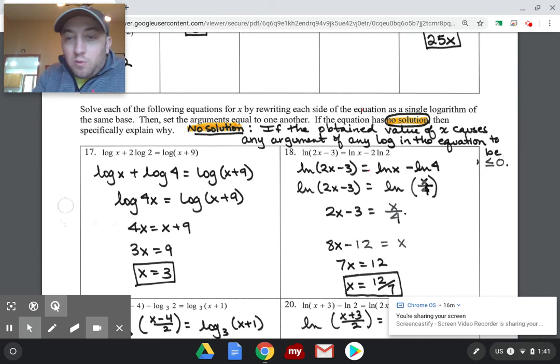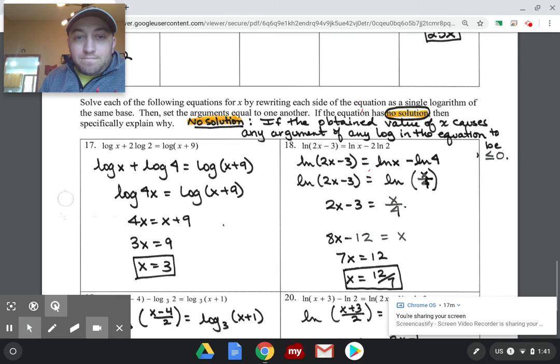So if you have multiple logarithms showing up in your equation, the idea is you want to take both sides of your equation and condense it down so that it's a single logarithm. Then hopefully the bases of those logarithms on the left and the right are equal to each other. So that way you can just drop the logarithms out of the equation and set the arguments equal to each other. So we'll look at number 17. We'll go from there.